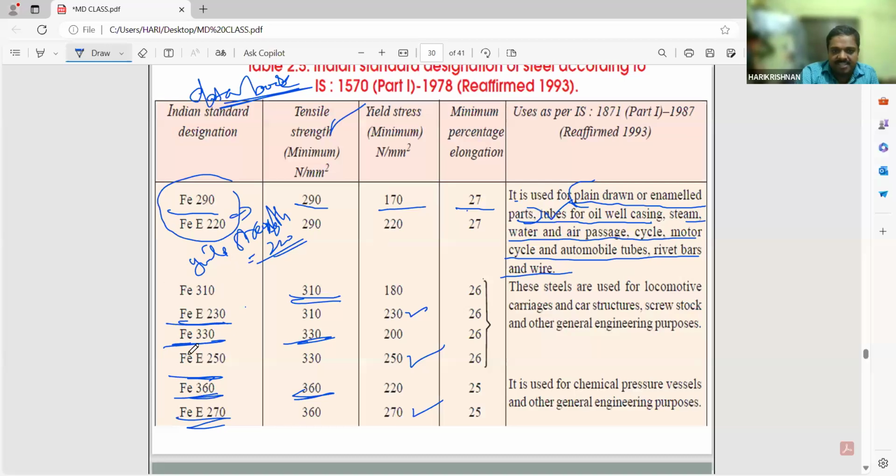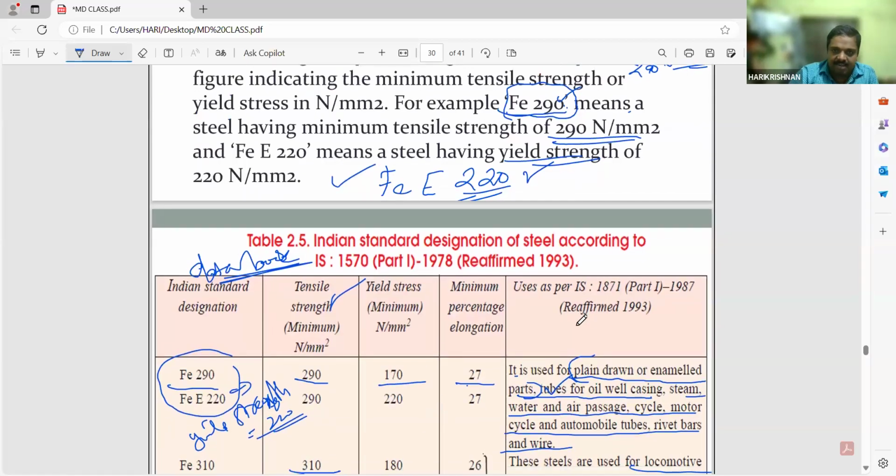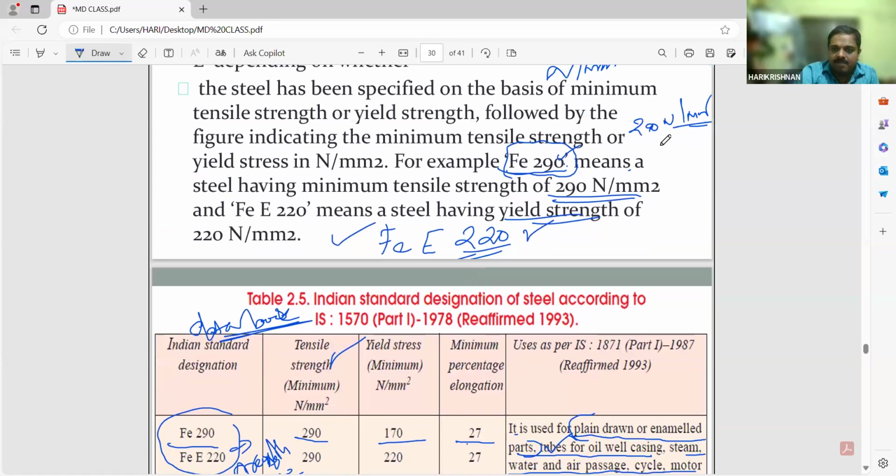So these steels, Fe310, Fe230, Fe330, Fe250, are used for locomotive carriage, car structures, screw stock, and other general engineering purposes. Fe360 is used for chemical pressure vessels and other general engineering purposes. Okay, I think this is how it is designated. You have to understand one thing. Fe290 means 290 Newton per mm square will be its tensile strength, and Fe220 means 220 Newton per mm square will be its yield strength. Okay, I think the concept is clear for you now.